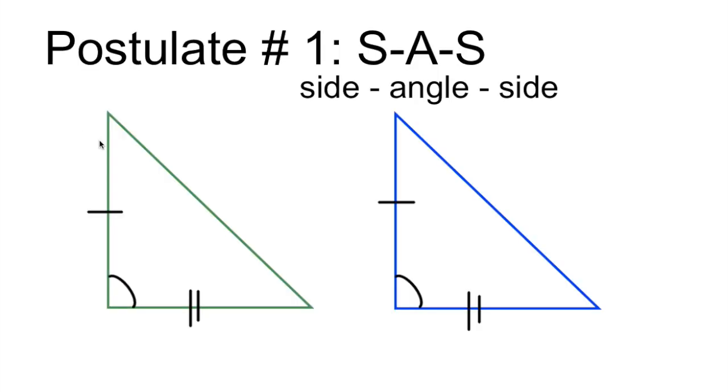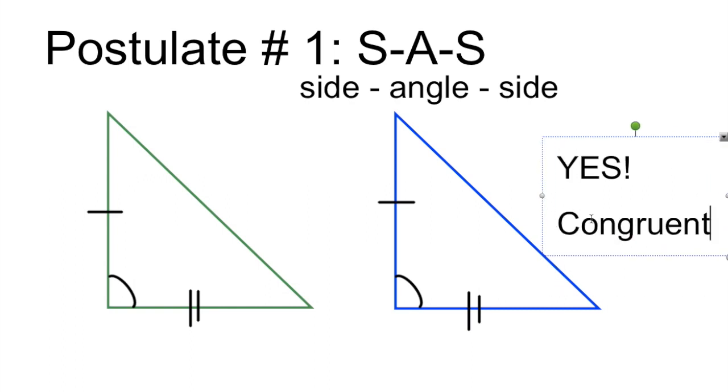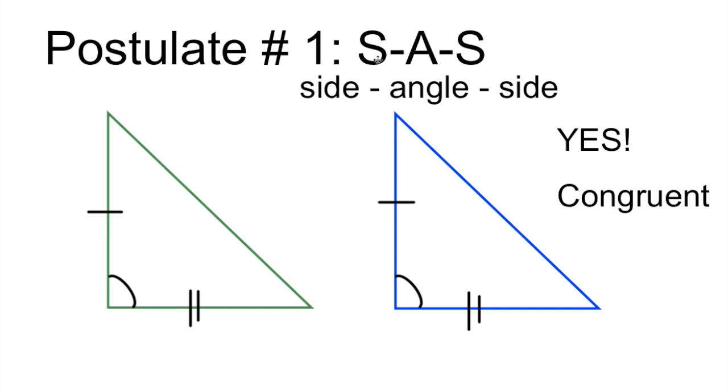Is the side angle side? If we know that these two sides are equal, that this angle and this angle are equal, and that this side and this side are equal, then we can say yes, they are congruent. As long as we know a side, an angle, and a side that are both equal.